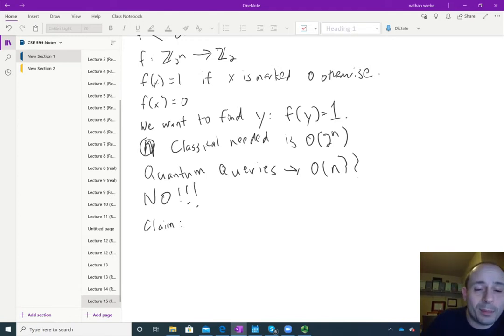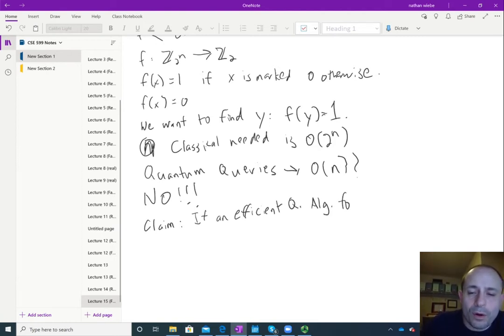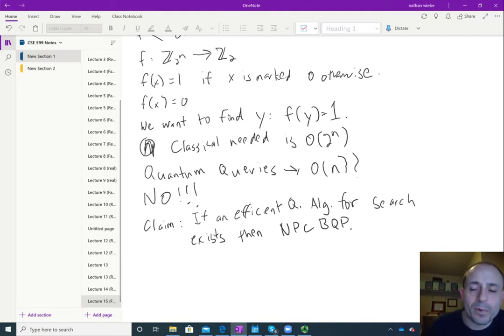So, the claim is, if an efficient quantum algorithm for search exists, then NP is a subset of BQP. Okay?